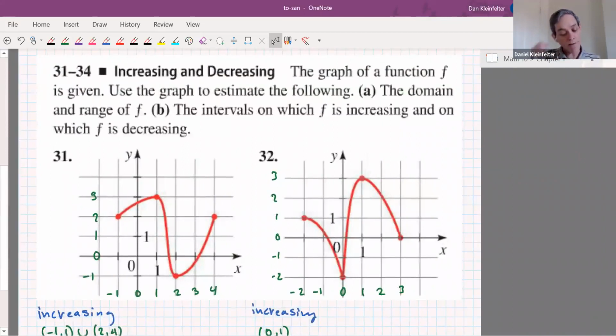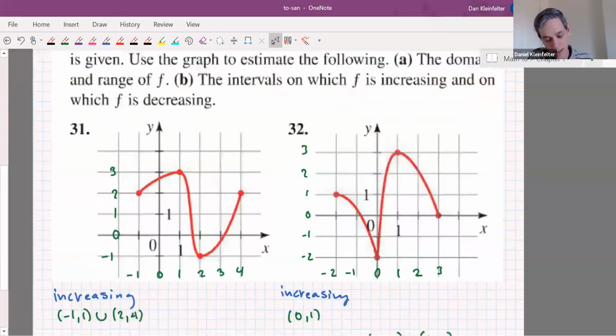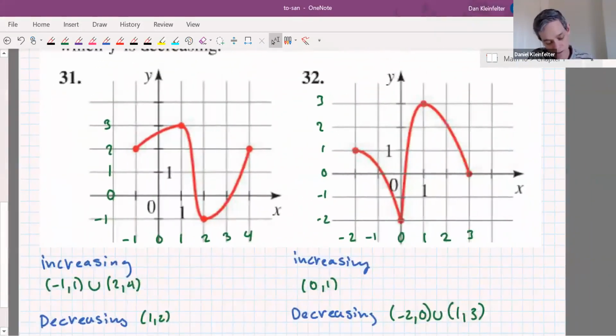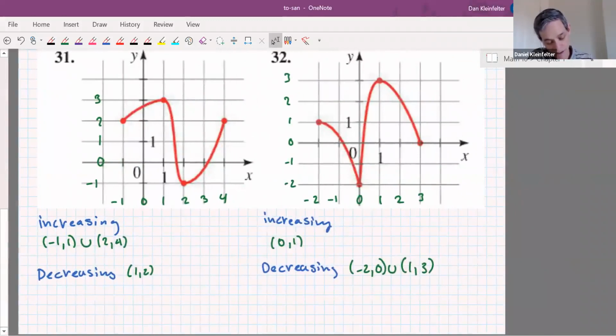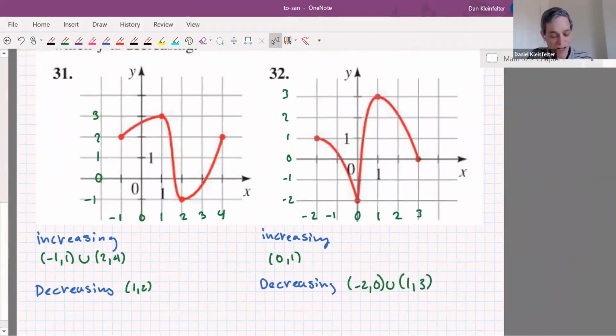Here it says the graph of a function f is given. We're going to use the graph to estimate the domain and range of f. We can go ahead and do that. And the intervals on which f is increasing and decreasing. So let's do that, at least for, well, I've already done it for both of these. So save a little time, I guess.